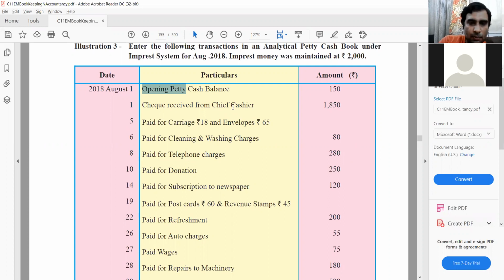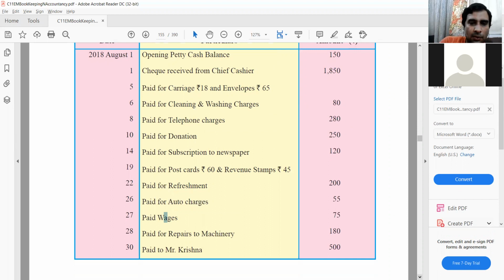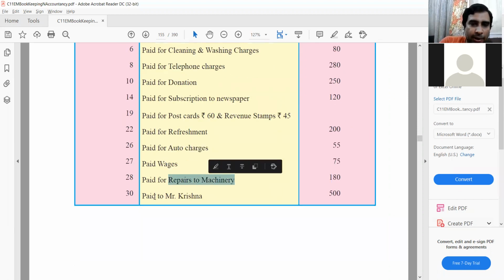Okay, no problem. So very quickly, check received from cashier. On the left-hand side, it will come to bank, because it would be a bearer check, so you will get that cash. You go to the bank and draw it. Carriage will have a special column. Cleaning and washing charges, special column. Telephone, special column. Donation, special column. Newspaper charges, special column. Postage, special column. Refreshment, special column. Auto charges, special column. Wages, special column. Repairs, special column.